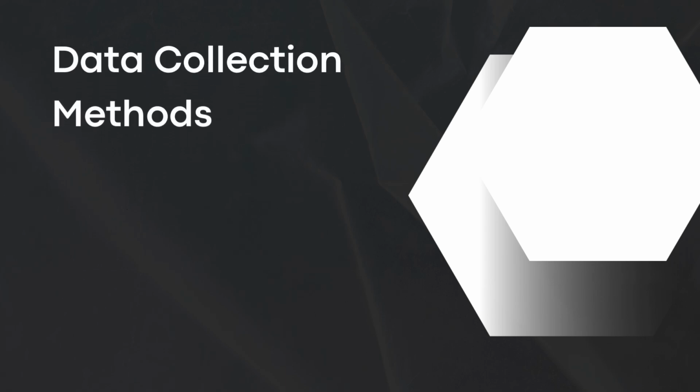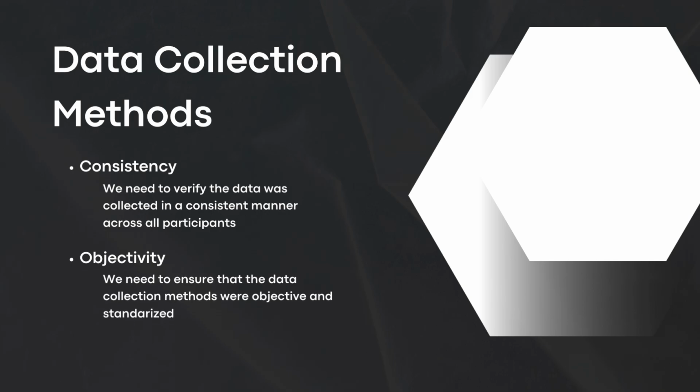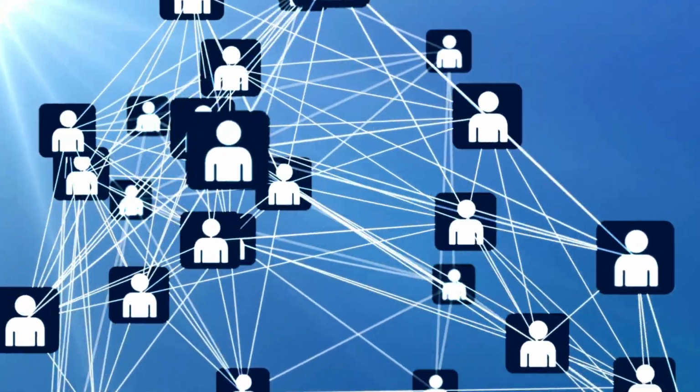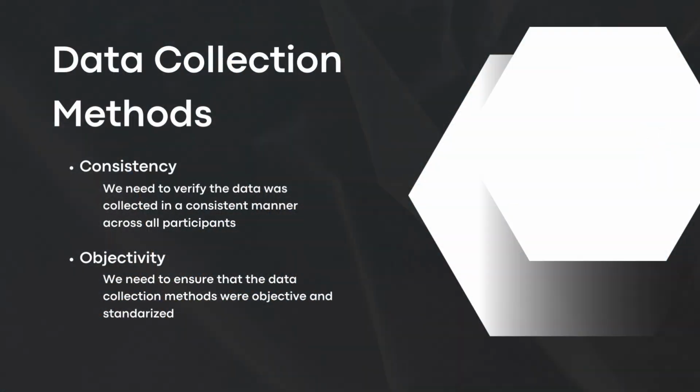After evaluating the study design, we move to review the data collection methods. Two important areas when it comes to data collection. First, the consistency, and second is the objectivity. The consistency, we need to verify that data were collected in a consistent manner across all participants to avoid any information bias. And when it comes to objectivity, we need to ensure that the data collection methods were objective, standardized, and were done in a way to reduce the risk of any interviewer or detection bias.